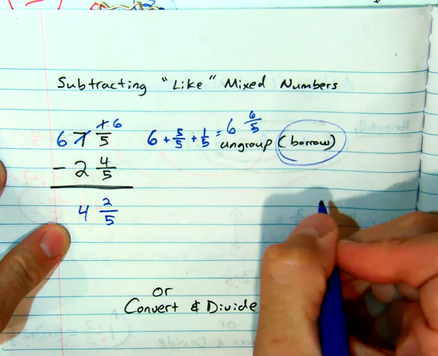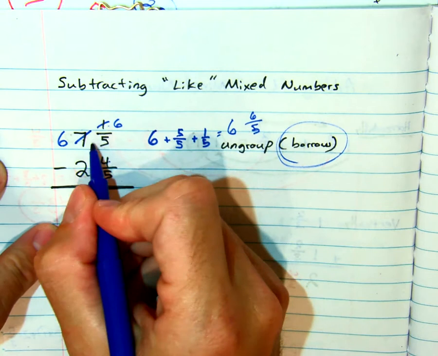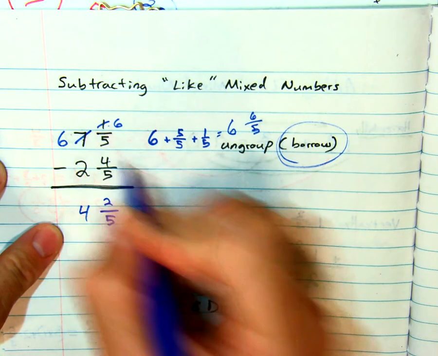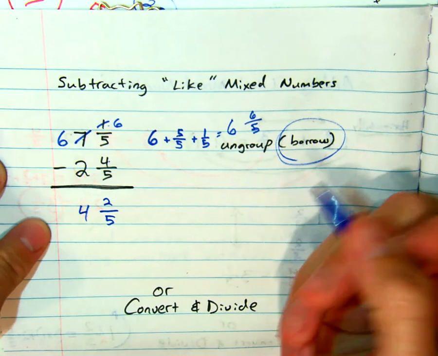I know you've done it before. Instead of borrowing 10, we're borrowing the number that the denominator tells us, because that's going to set how much 1 whole is. All right.